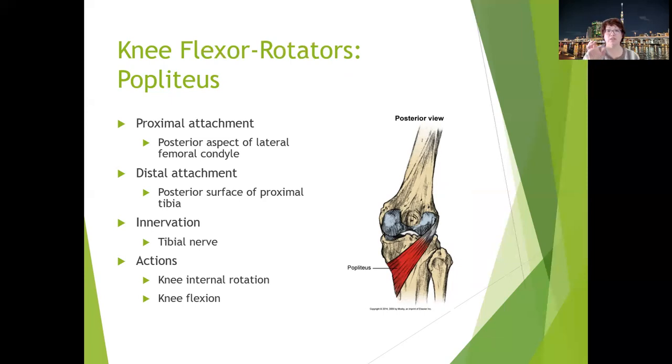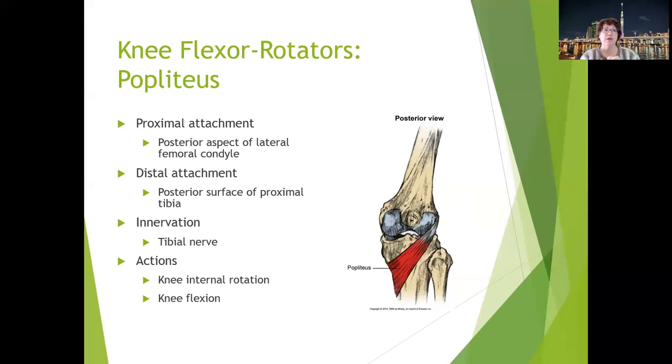And so we're talking about internal rotation of the tibia on the femur to unlock the knee. So if you recall the video showing the screw home mechanism, in open chain, the tibia rotates laterally on the femur. To unlock the knee, you have to rotate it medially. So the popliteus has that line of pull for that medial rotation to unlock that knee flexion. Okay, so the popliteus is the muscle that is credited with initiating knee flexion.